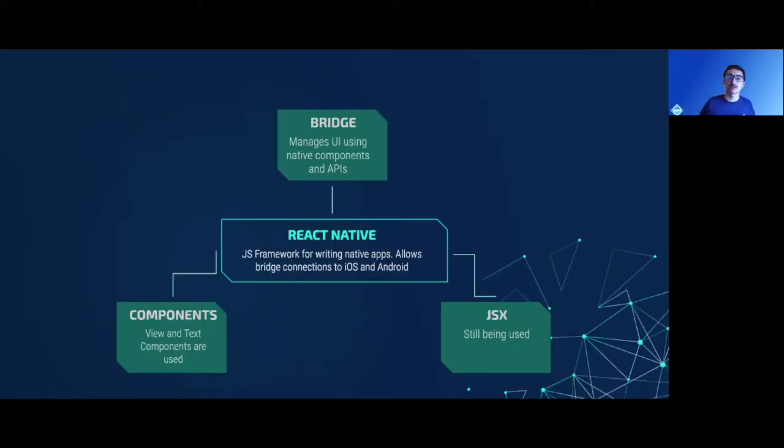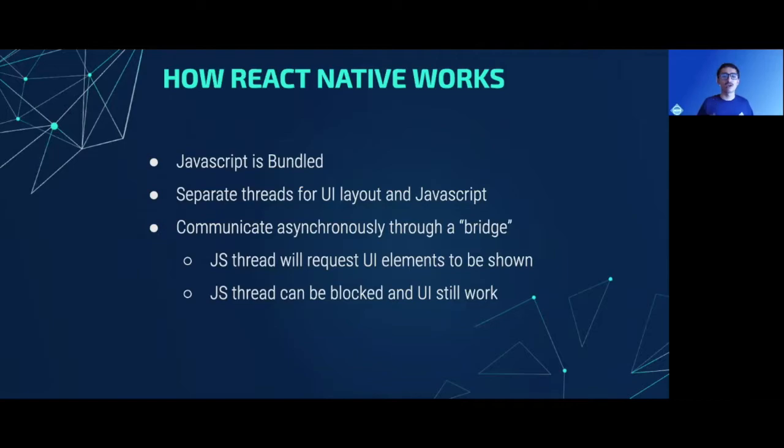React Native is a JavaScript framework that is useful for writing native apps and allows us to build a bridge connection between iOS and Android. Some of its great properties are that JSX is still being used. Components are similar to React, except React Native uses native components, so it relies more on views, which we'll go into a little later. The tools are different, and it uses a thing called the Bridge, which manages the connection with the UI for both iOS and Android, because they both have different types of views and images.